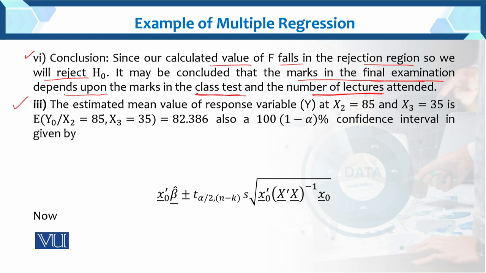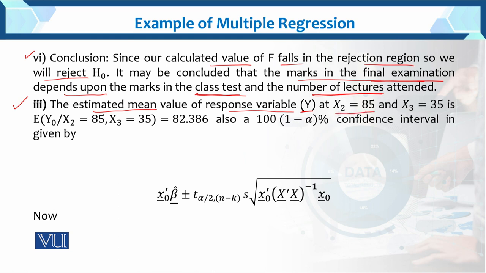एंड द थर्ड पार्ट, फर्स्ट पार्ट हमने रिग्रेशन फिट कर ली, सेकेंड पार्ट हमने अपनी टेस्टिंग रिग्रेशन की चेक कर ली. एंड द थर्ड पार्ट, ये भी हमारे पास बहुत ही इंपॉर्टेंट पार्ट है, हम इसमें प्रिडिक्ट कर रहे हैं, मींस कि हम चेक कर रहे हैं कि इसमें रिस्पांस क्या हमारे पास आ रहा है. द एस्टिमेटेड मीन वैल्यू ऑफ द रिस्पांस वेरिएबल y, दिस इज द डिपेंडेंट वेरिएबल एंड दिस इज द फाइनल एग्जामिनेशन मार्क्स एट x2 इक्वल्स टू 85.